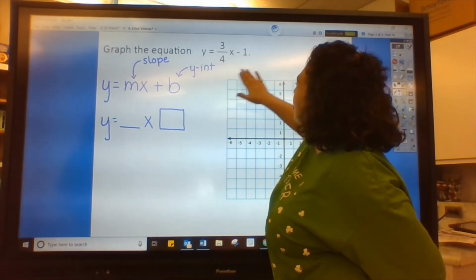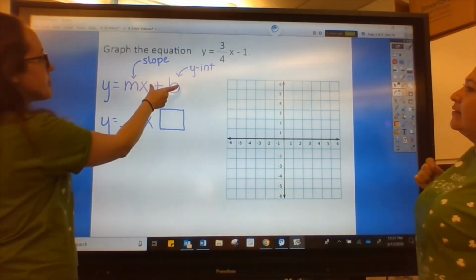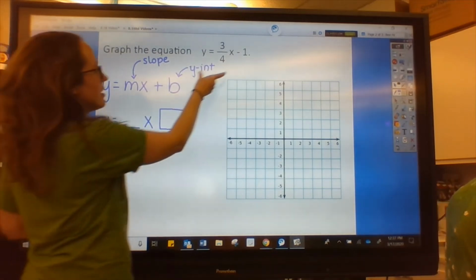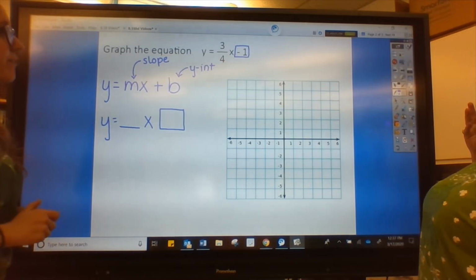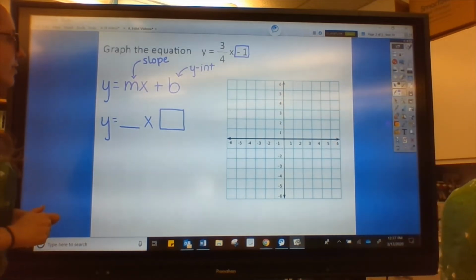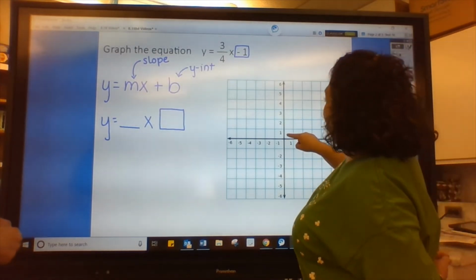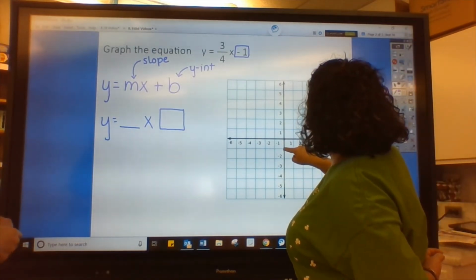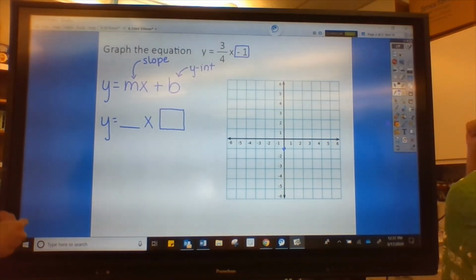So let's look at the y-intercept. If the y-intercept is supposed to be at the end, then the y-intercept must be -1. I would just plug it right into our box there. So -1 is here.